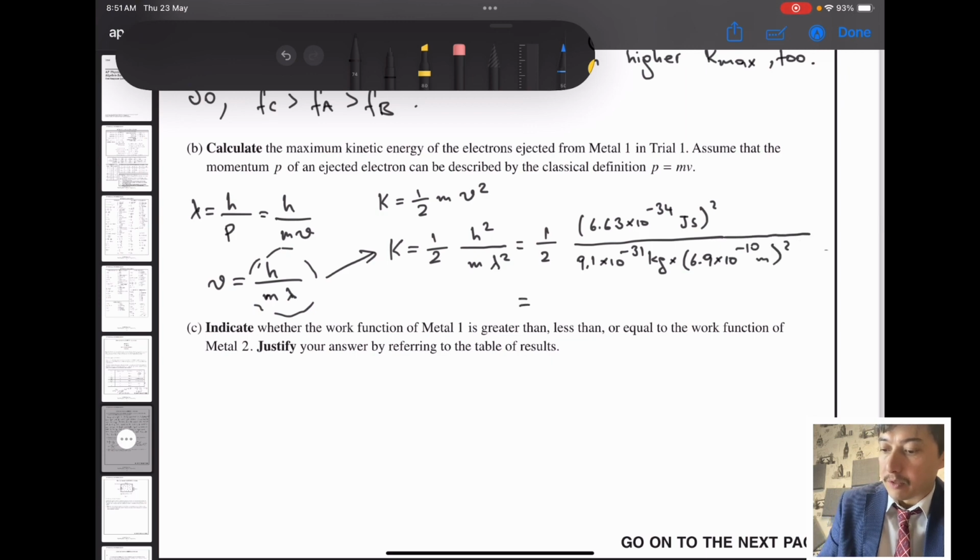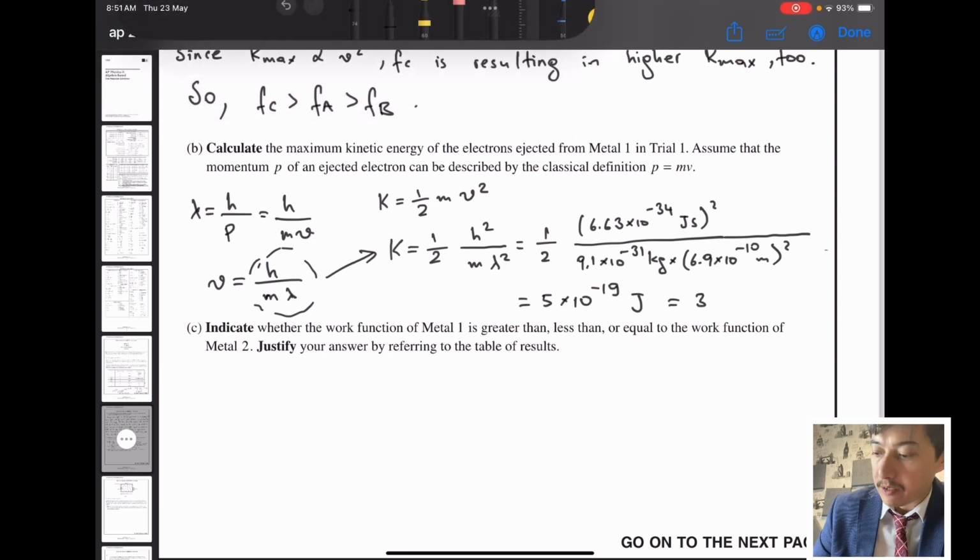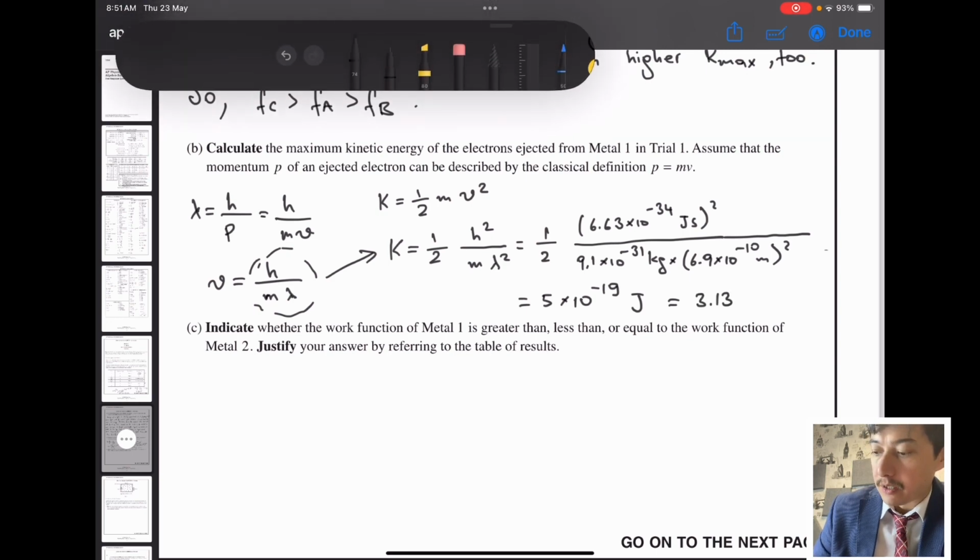Now, the rest is the calculator's job, and it is equal to 5 times 10 to the power of negative 19 joules. All right, which you can convert to electron volts. You should divide by 1.6 times 10 to the power of negative 19, which gives you approximately 3.13 electron volts.